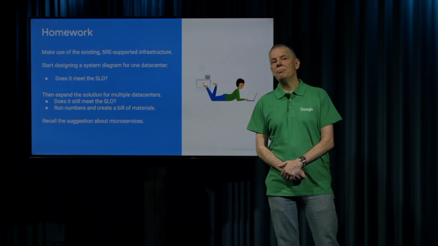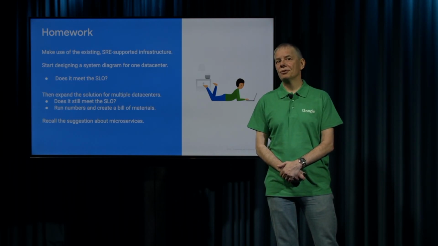Then expand this to use the 3 data centers that we have. How do you make it meet the SLO? And make sure that you run the numbers, so in the end you will come with a bill of materials. How many machines are you going to need? In other words, how much money is this going to cost? Remember the suggestion to use microservices. This will help you design the system.